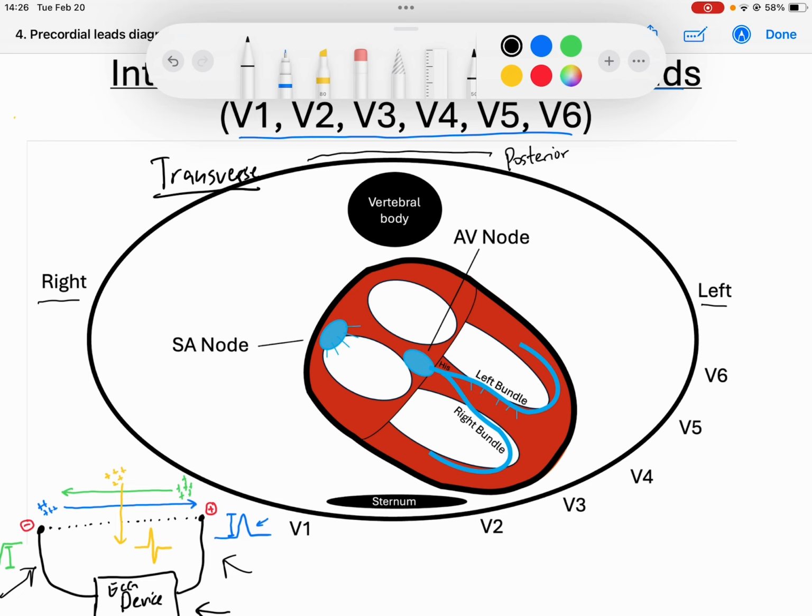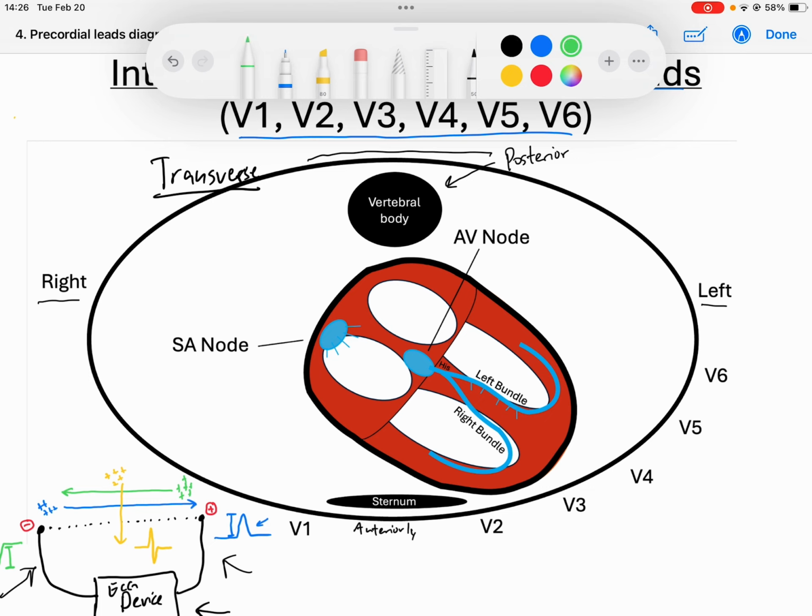Notice that in our diagram, we've got the vertebral body, right? We know that our vertebral column is on the posterior part of our back, so if we slice through it, we would probably slice through a vertebral body. And then anteriorly, this is the anterior part of the chest wall. We've got our sternum, our chest bone.